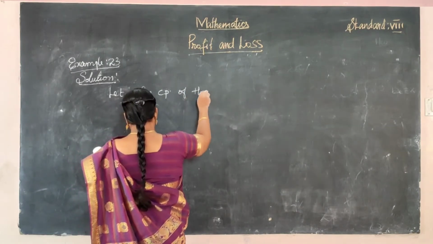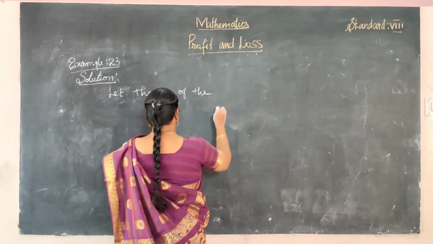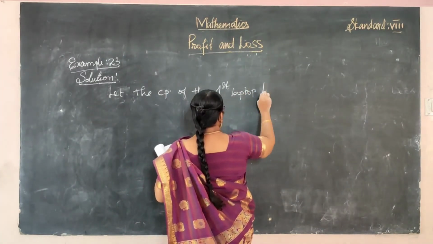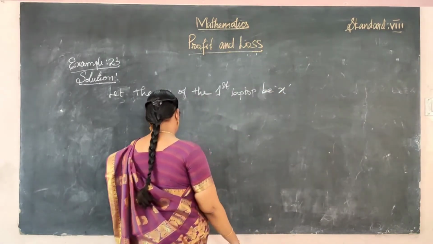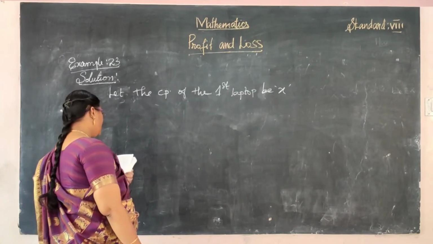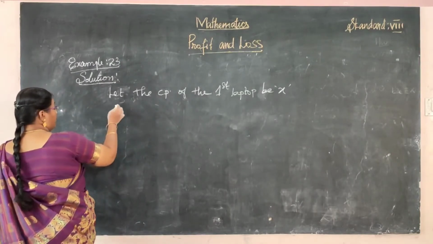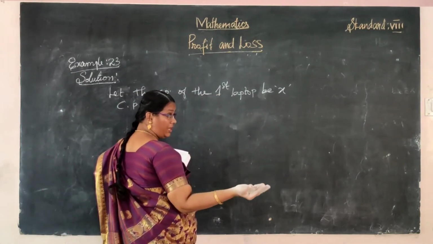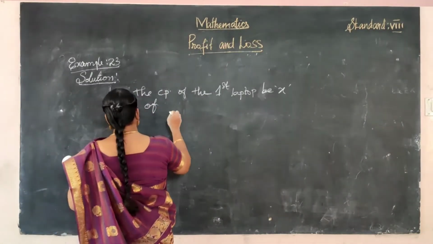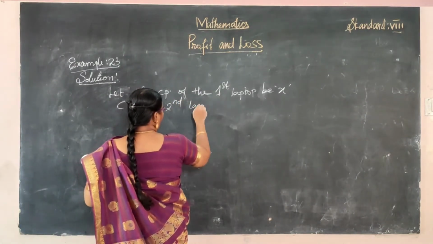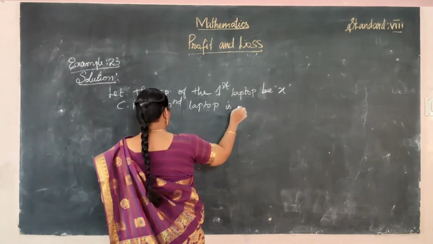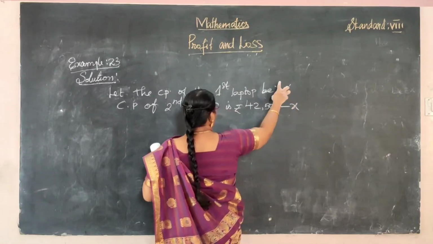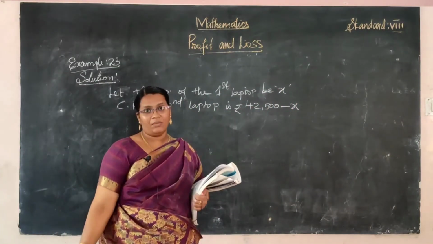Second one we have to consider 42,500 minus X. The total amount, first they sell, then the second one, so we have to subtract to find the second one. So cost of second laptop is rupees 42,500 minus X. Whatever the first laptop cost, if we subtract that, then we get the second laptop one. Okay, right.